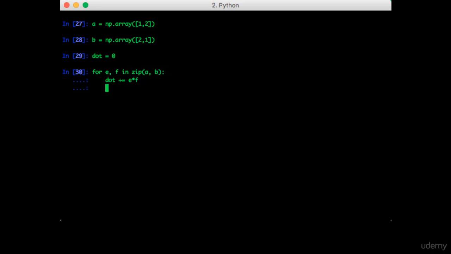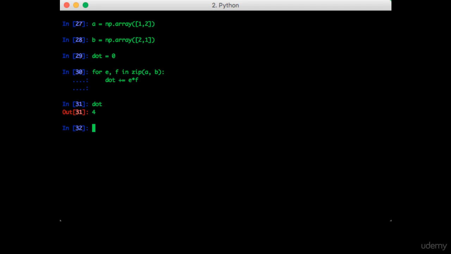Let's start out with the two vectors A equals 1, 2, and B is going to equal 2, 1. So suppose we were to use the direct definition of the dot product. You'd want to loop through both arrays simultaneously, multiply each corresponding element together, and add it to the final sum. So let's try this first. For e and f in zip(A, B), dot accumulate e times f. Okay, so the result is 4 as expected.